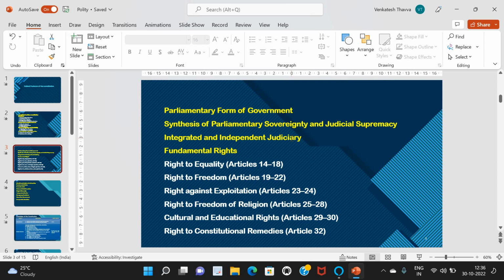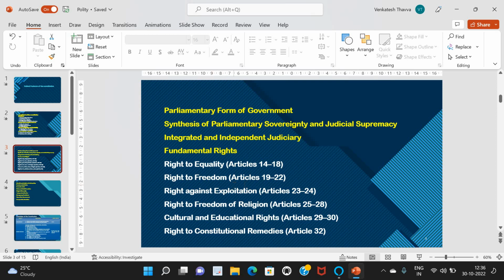Next, coming to fundamental rights. The main aim of fundamental rights is for the promotion of political democracy. Fundamental rights are justiciable, that is, they are enforceable by the courts for their violation. What are the fundamental rights? Right to equality, between Article 14 to 18.